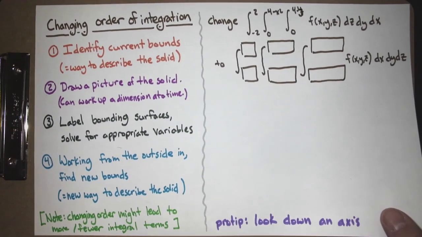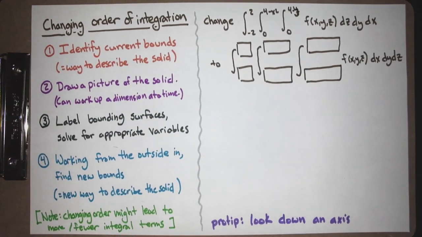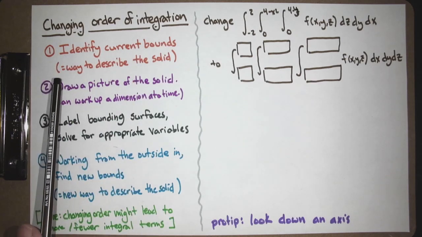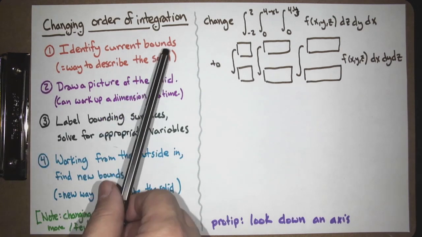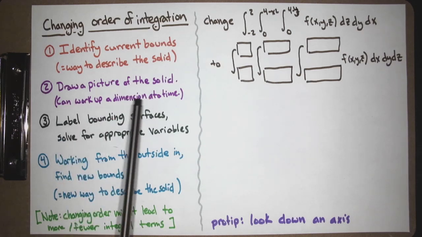The next part is changing the order of integration. So, just when you thought, change the order of integration seems too easy in 2 dimensions, well, let's do it in 3. Okay, so how do you do it? It's a similar idea to what was happening before. You identify your current bounds. Why do we identify our current bounds? Our bounds are our way to describe the solid. Once we have those bounds, we can use them to draw a picture.